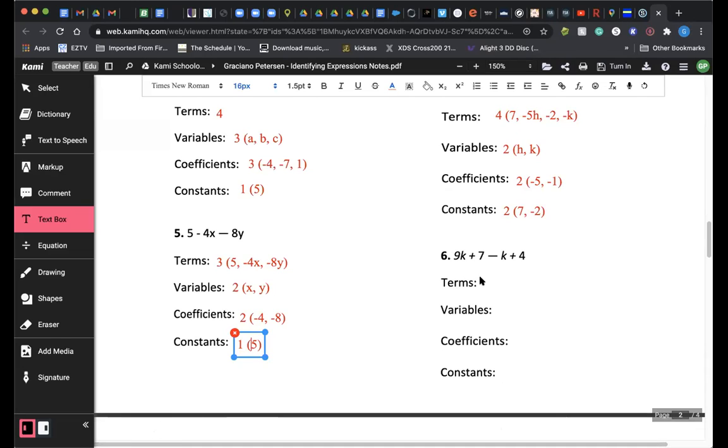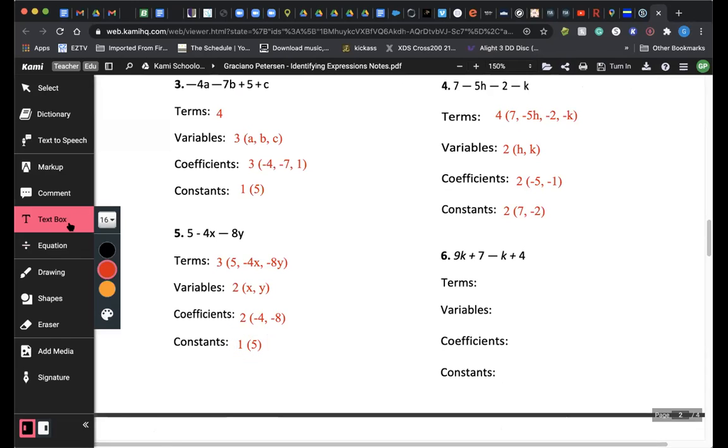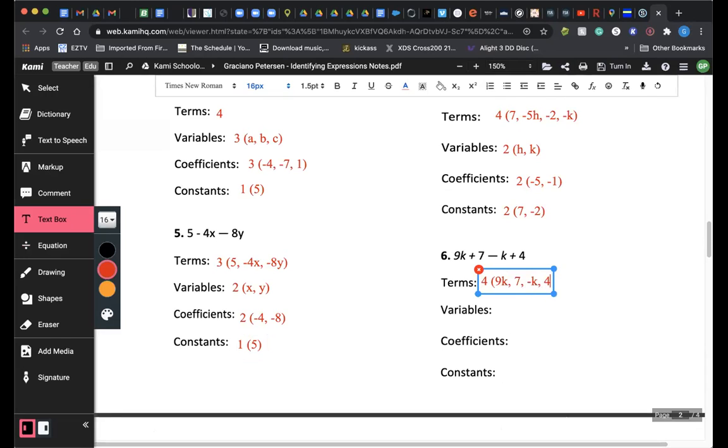All right, let's go ahead and go over it. Jules is giving his answers already. I'm going to put them here as well. How many terms do we have? We should have 4 terms, right? 9k, 7, -k, and 4. Those are my 4 terms.